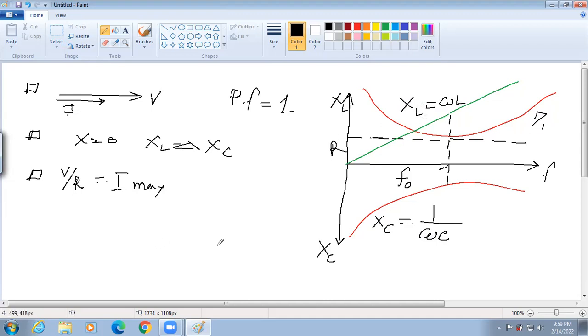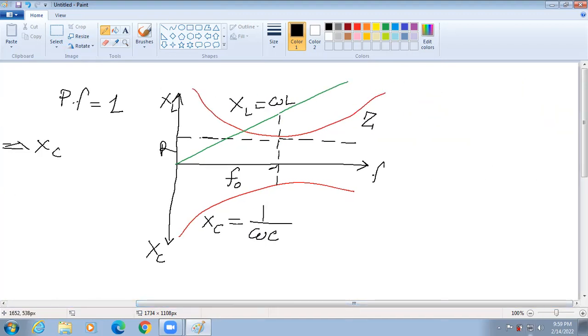So from this point, we can realize that this is a variation of XL and XC with the frequency. So the impedance of the series RLC circuit could be given as the square root of R squared plus omega L minus 1 over omega C, whole squared.